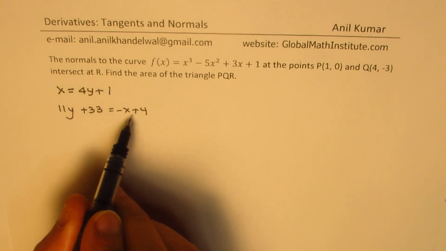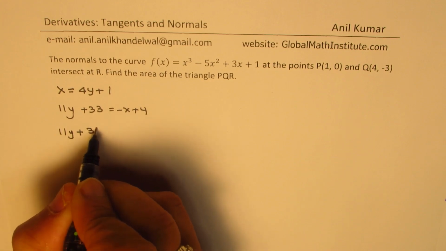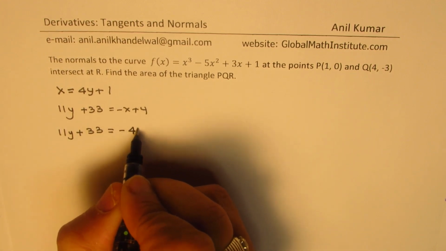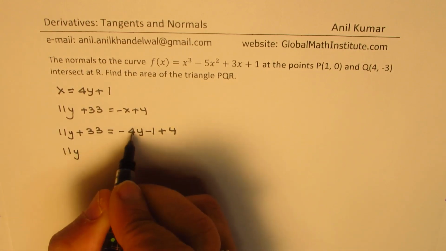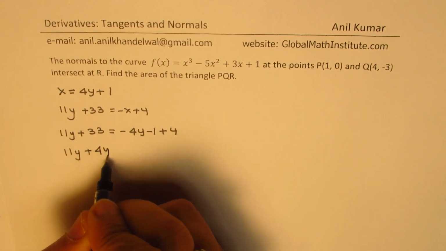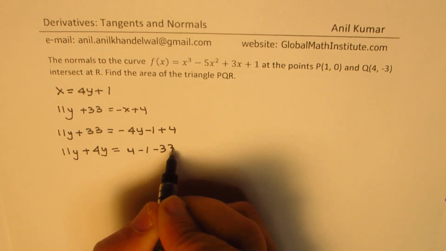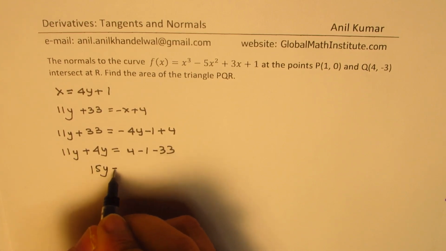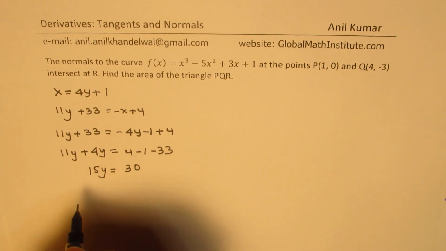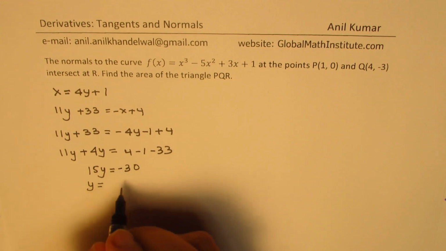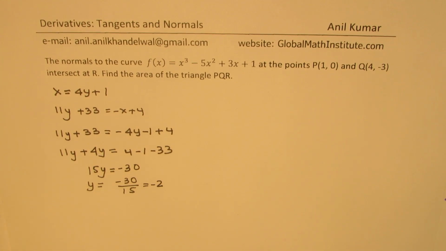So we'll rearrange and write the value of x. We can get from here that 11y plus 33 equals minus 4y minus 1 plus 4. Bringing all the terms to one side, we get the y terms on this side: 15y equals 4 minus 1 minus 33, so minus 30. So y will be equal to minus 30 by 15, which is minus 2. So we get the value for y.